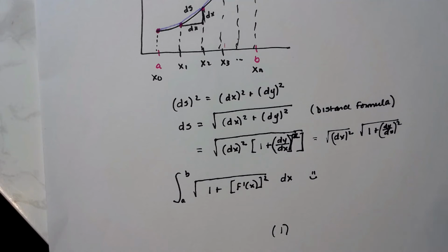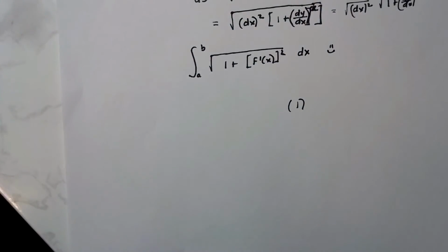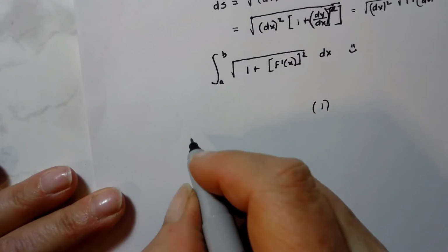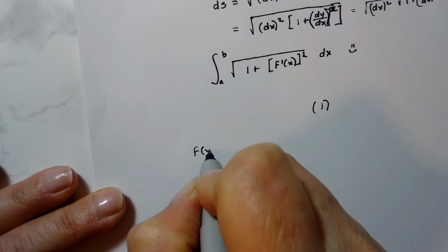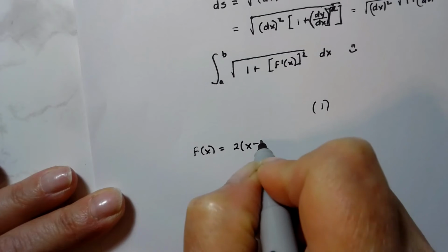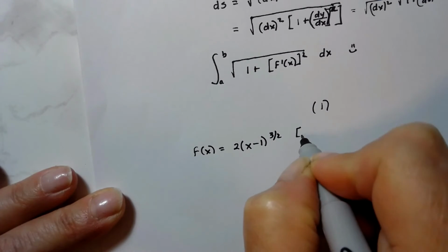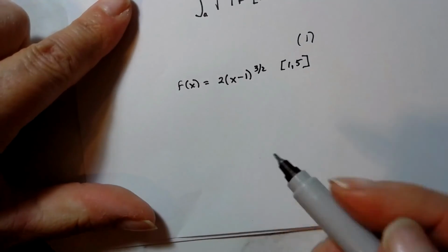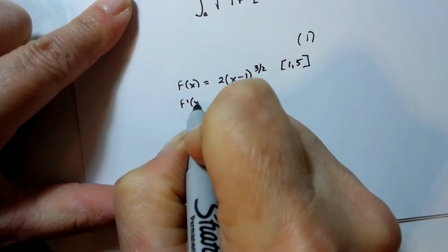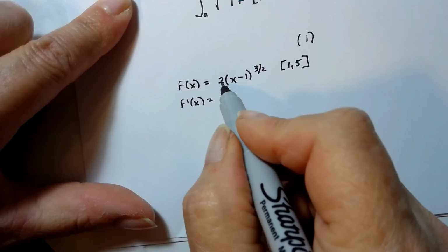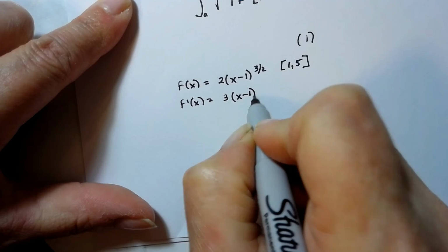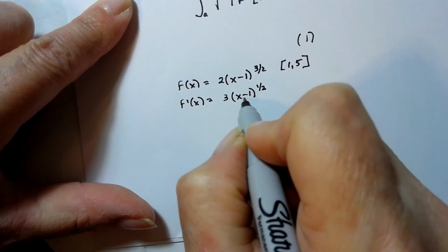Based on this information, what you're going to do essentially is you're going to be given a function. So I'll just use the first one. This is number 53 in your packet. f of x is 2 times (x minus 1) to the 3/2, and the interval is from 1 to 5. We want to find the arc length of this thing. So the first thing I would do is take the derivative. Bringing this down with chain rule, that's going to give me 3 times (x minus 1) to the positive 1/2, and the derivative of the inside is 1.